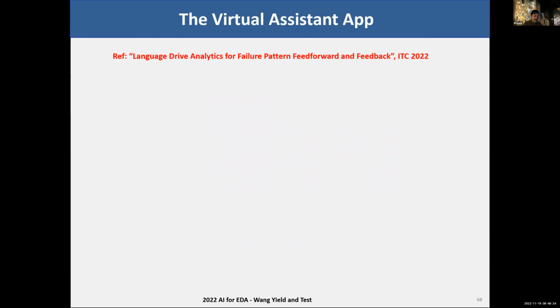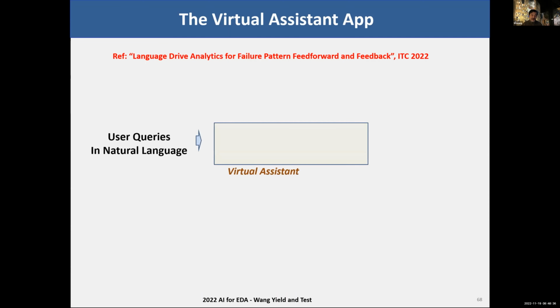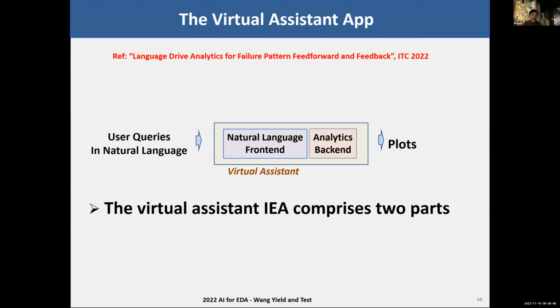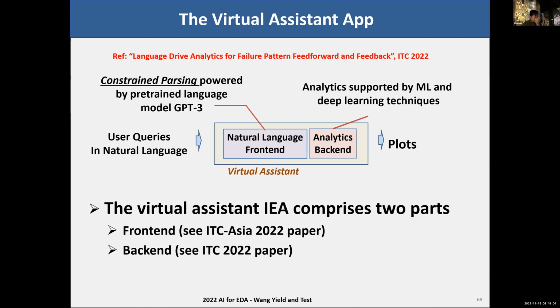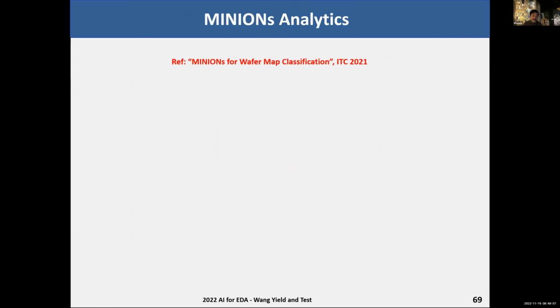So in short, the tool we proposed, the IEEE tool 2022, essentially works like a virtual assistant. The inputs are user queries in natural language. The outputs are the plots I showed in the previous example. The tool has a natural language front end and an analytic back end. The front end implements a constraint parser powered by the pre-trained language model GPT, and the back end implements all these analytic supports powered by machine learning and deep learning techniques. For the 2 components, we wrote 2 recent papers, and if you're interested, you can take a look.